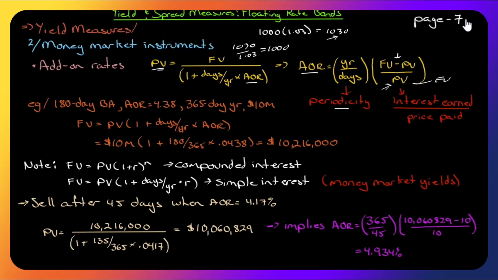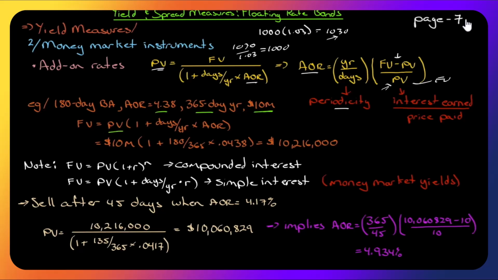Let's look at some examples, and we'll end with a really detailed look at how we can compare securities that are quoted on a discount rate versus add-on rate. 180-day banker's acceptance, add-on rate of 4.38%, 365-day year, and it's a $10 million issue. Well, 10 million is what it is today, right? We've got to figure out what our future value is.